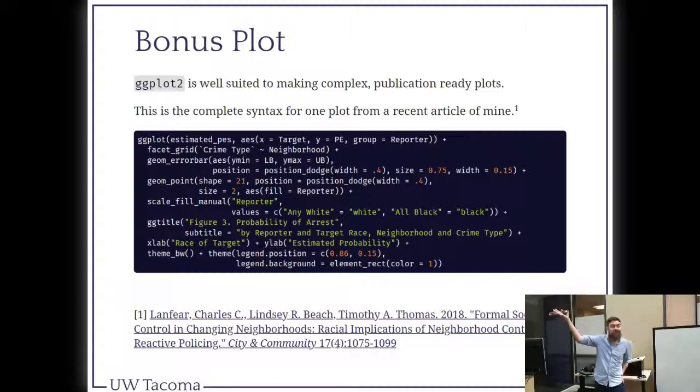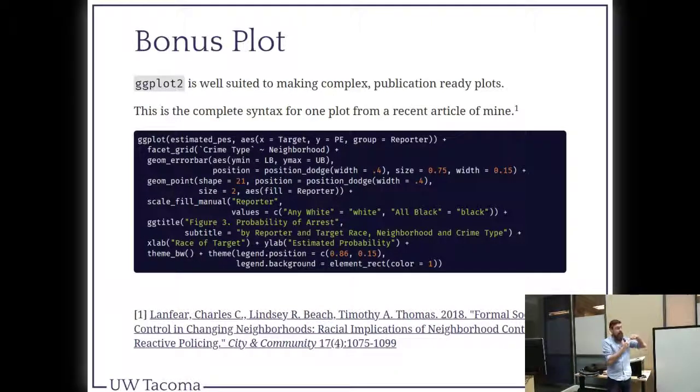This is the complete syntax pulled straight from the R Markdown document that generates this article down here. So this came out in December. My formal social control and changing neighborhoods paper in City and Community. This is one of the main plots in it. This is a plot of the estimated probability of arrest given a lot of variables. This is the estimated probability of arrest given the race of the target of the police call. That is, were the police called on a white person or a black person?